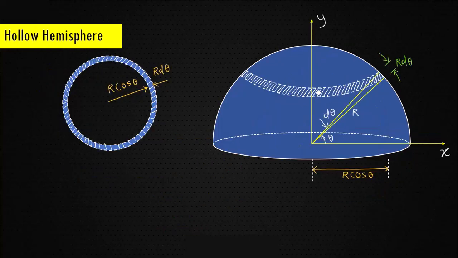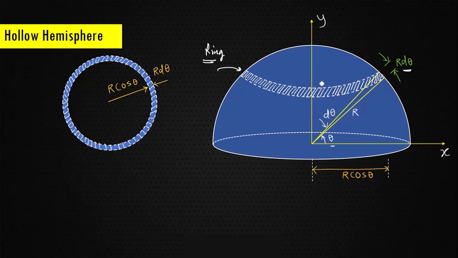Now come to the next, hollow hemisphere. In case of a hollow hemisphere, how do we take the element? By moving a theta distance, we take an element of d theta like this. This element is nothing but a ring element. For this ring element, what is the width? That is r d theta. R d theta is the width of the element.